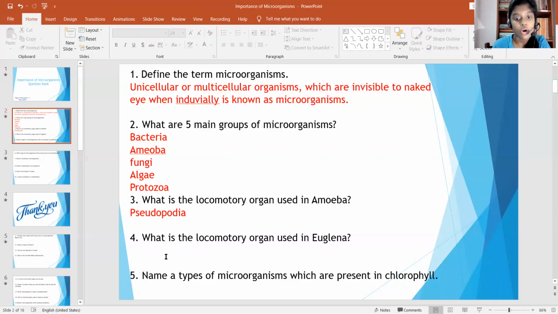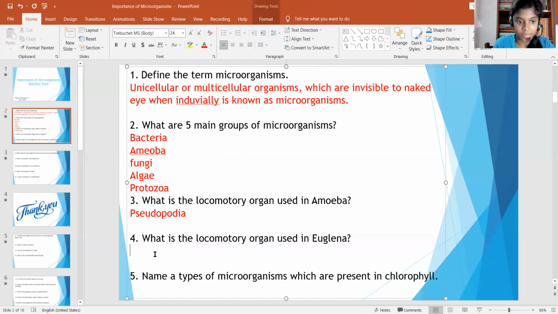What is the locomotory organ used in Euglena? It is also a kind of microorganism. Locomotory means animals move from one place to another. So Euglena's locomotory organ is what? Flagella. Flagella is the locomotory organ used in Euglena. Now let's see the fifth question.